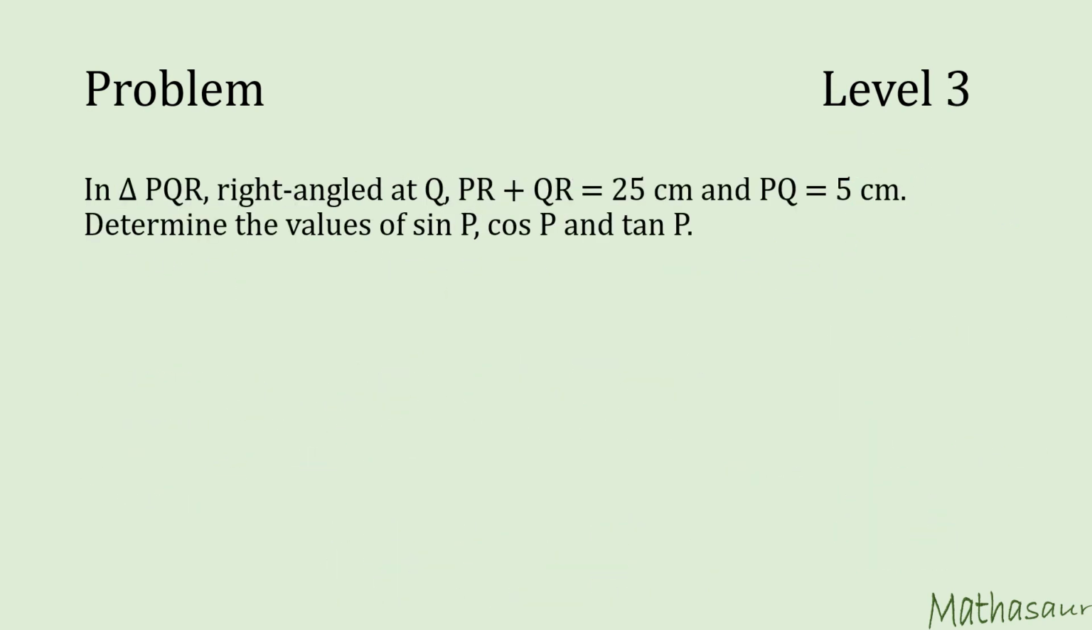Let us look at another problem. In triangle PQR, right angled at Q, PR plus QR is equal to 25 centimeters and PQ equals 5 centimeters. We have to determine the values of sin P, cos P and tan P.